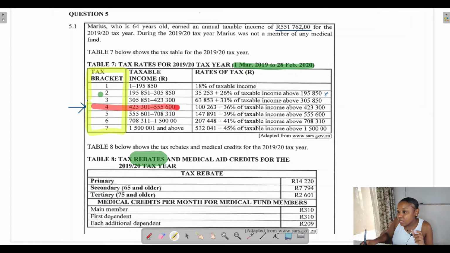We now need to focus on this row here, right? So how much tax is he going to pay? We already know that he is going to pay 100,263 plus 36% of the taxable income that is above 423,300. Okay, so I'm going to write that down there.